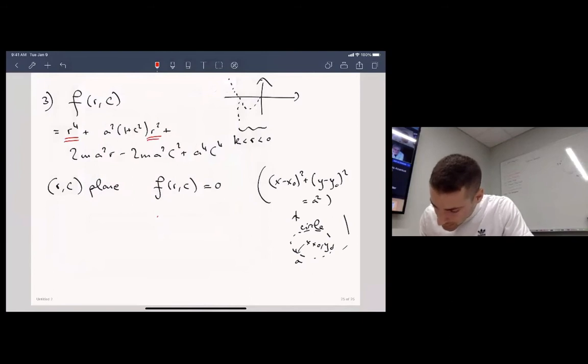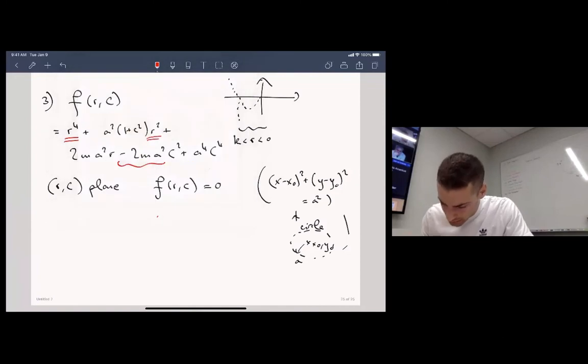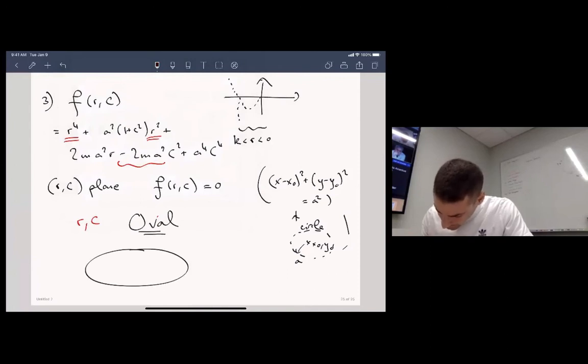I can put this minus inside a bracket, and then there will be a constant term. There is no constant term, which means that I must be canceling in my R bracket and my C bracket, which means that this actually plots in the RC plane. The zero locus of this polynomial is nothing other than an oval, right? In the RC plane.